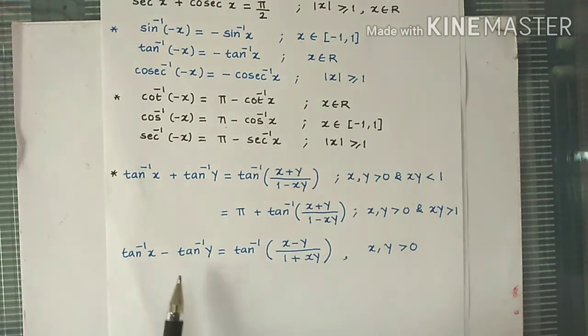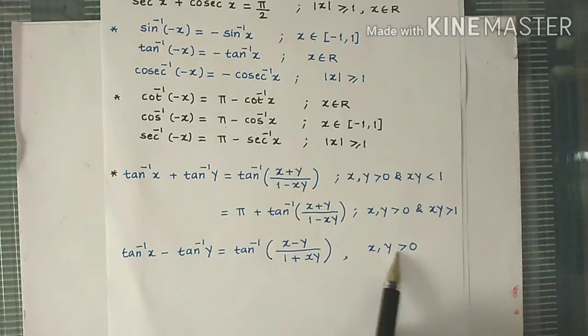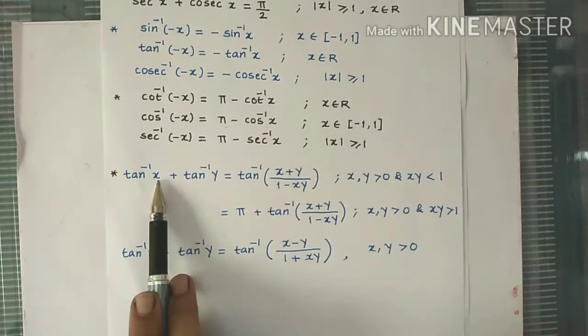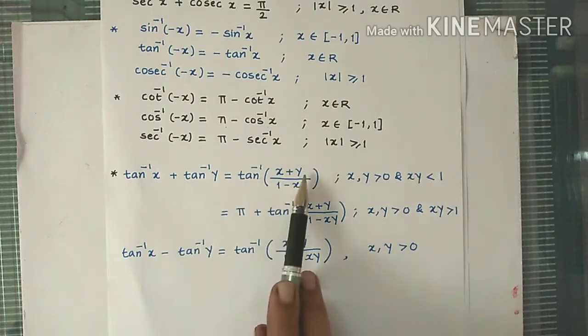Okay. Similarly for minus sign also. If in between we have minus sign, numerator becomes now x minus y. In the denominator, first term is always 1. Change the sign here, and product of these two terms is right here. Okay. See, for minus, no condition for xy is given here. x and y are positive. Okay, let's revise this condition. Tan inverse x plus tan inverse of y is tan inverse of x plus y upon 1 minus xy.